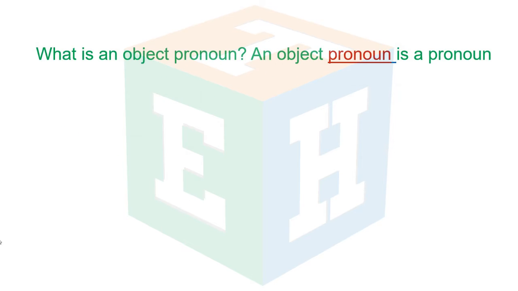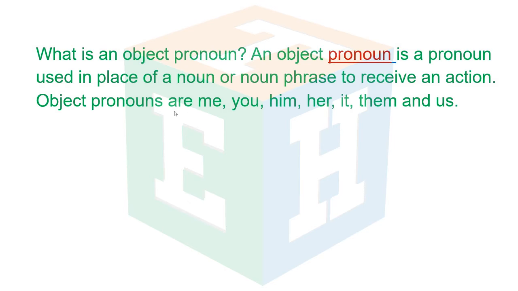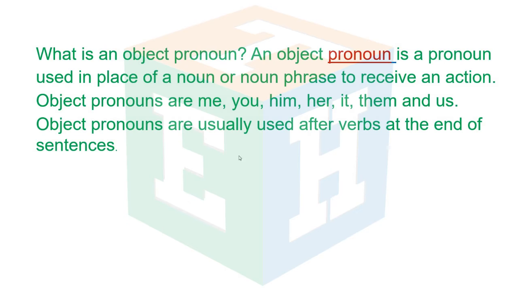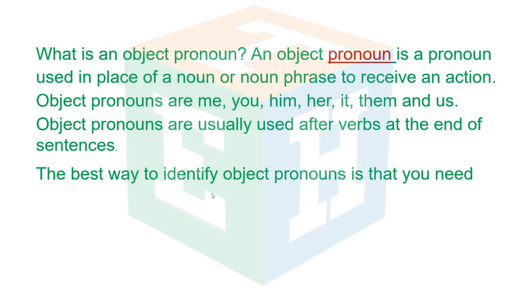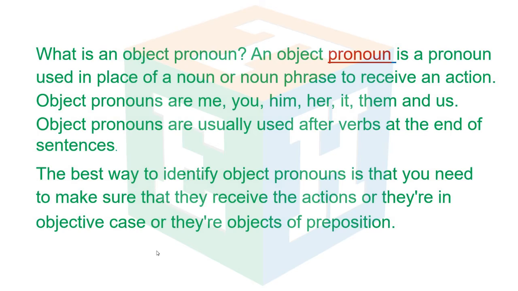What is an object pronoun? An object pronoun is a pronoun used in place of a noun or noun phrase to receive an action. Object pronouns are me, you, him, her, it, them, and us. Object pronouns are usually used after verbs at the end of sentences. The best way to identify object pronouns is that you need to make sure that they receive the actions, or they're in the objective case, or they're objects of a preposition.